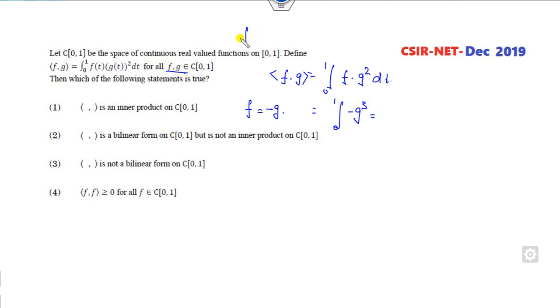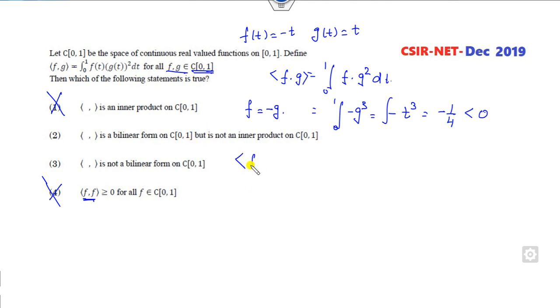Fine. If I consider F of T is minus T, G of T is T, all are continuously differentiable functions. So what is that? This is minus T cube. The integration is minus 1 by 4, which is less than 0, but an inner product is always greater than 0. So this is cancelled out. F comma F, I consider F and F both the same. Is it bilinear?